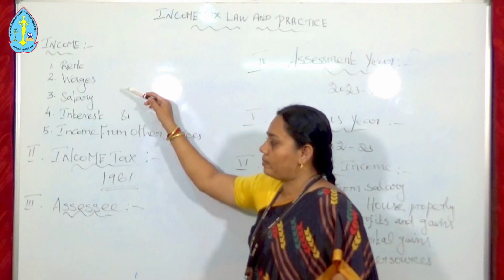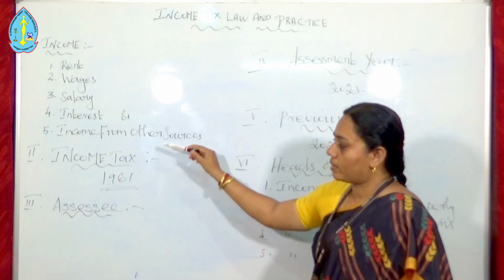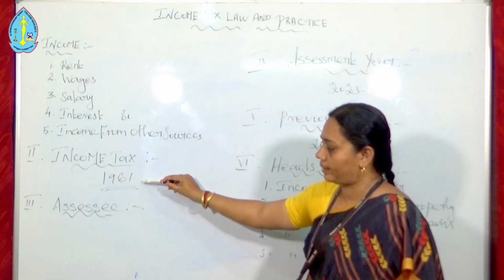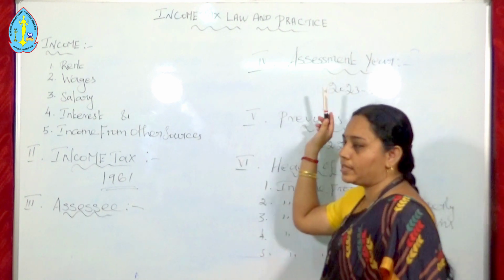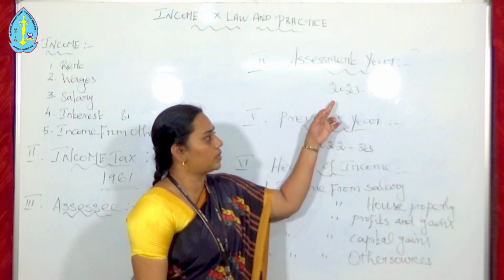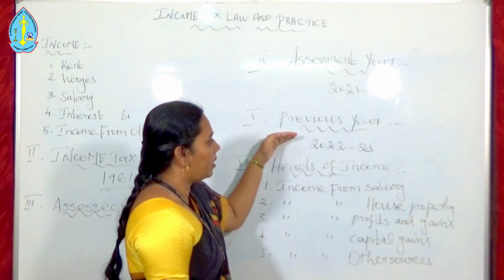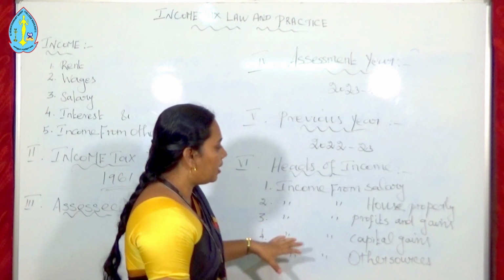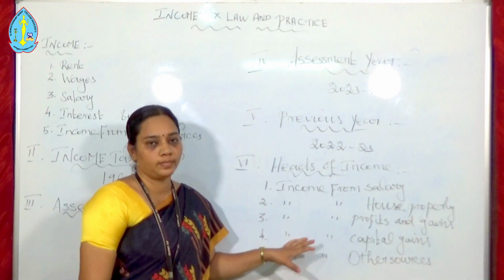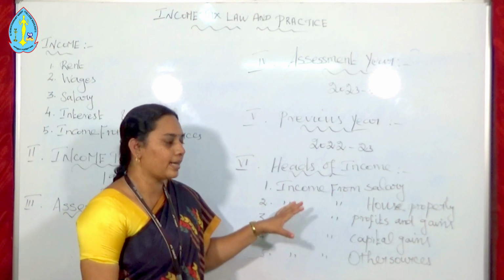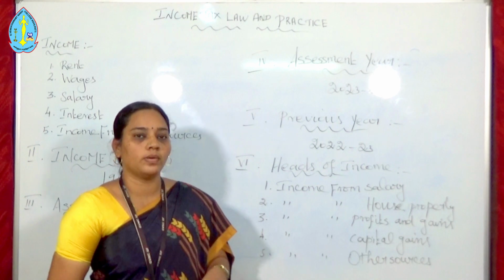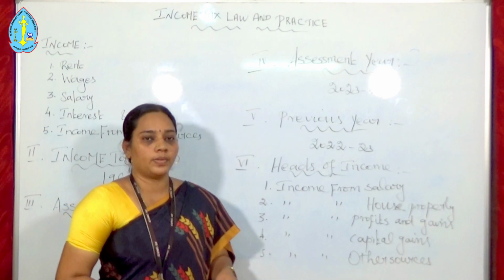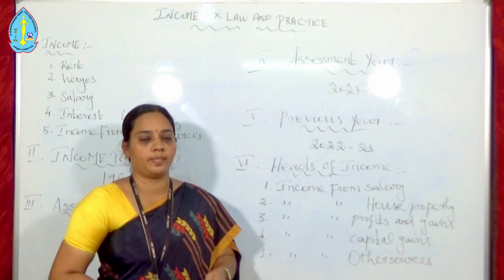Okay, so these are the topics covered in this video. First one is what is meant by income. Then what is meant by income tax. So the Income Tax Act is 1961. Then who are the assessees? Then what is the assessment year? Assessment year means 2023-24. Then what is meant by previous year? Then what are the heads of income under the Act 1961? Okay, so these are discussed in this video. In the following sessions, we will discuss the detailed explanation about Income Tax Act 1961.